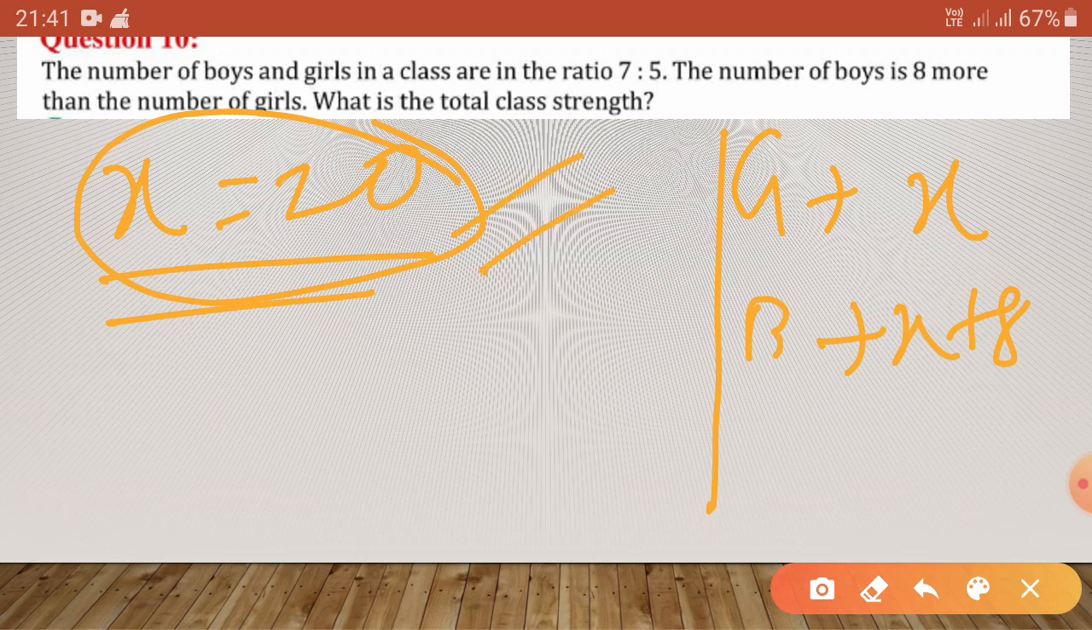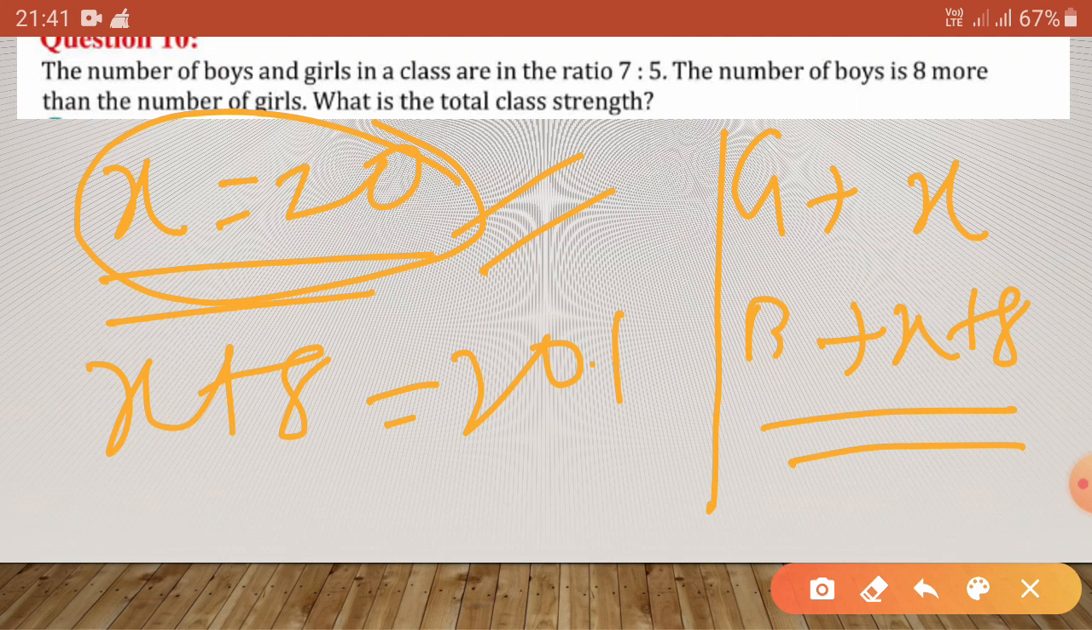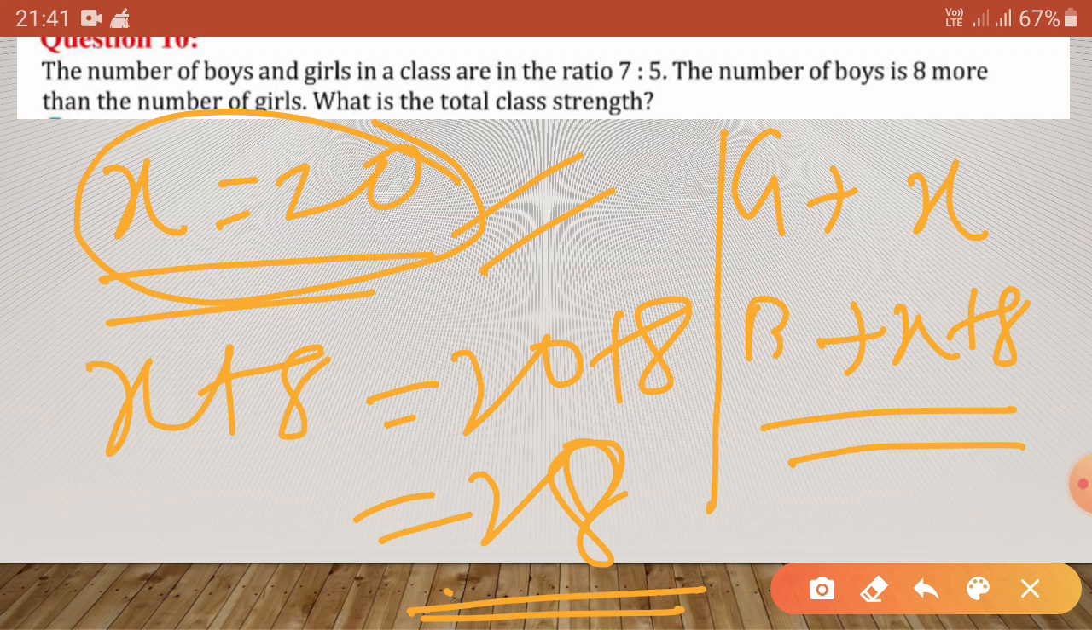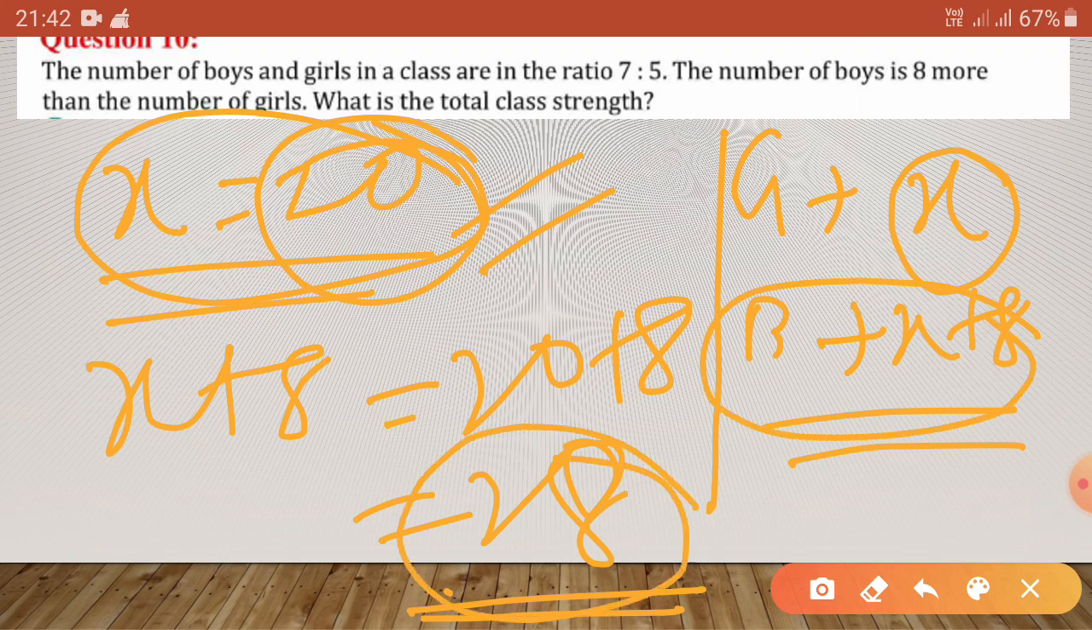So what will be the number of boys in this class? That will be x plus 8, because we have already assumed it. So x plus 8 means 20 plus 8, that gives us 28. So that means the number of girls in this class is 20 and the number of boys in this class is 28.